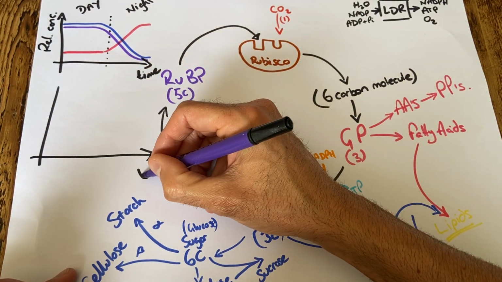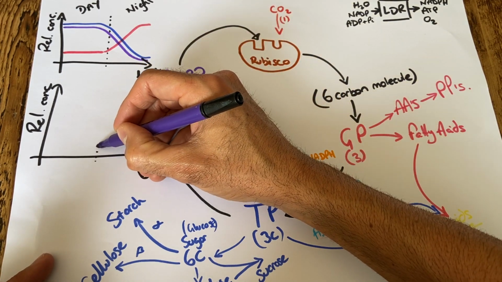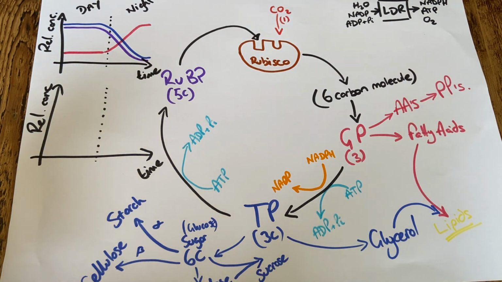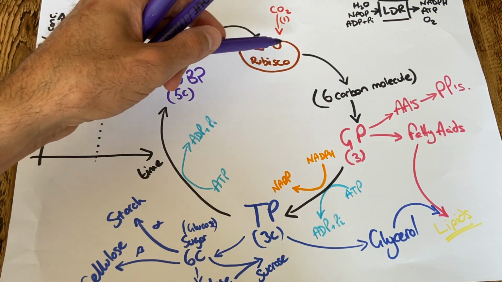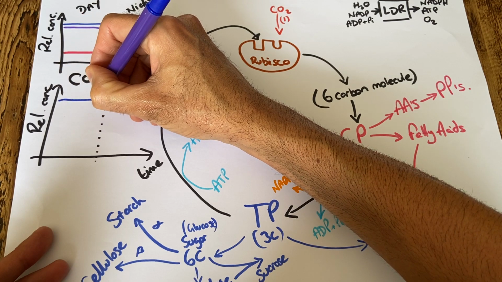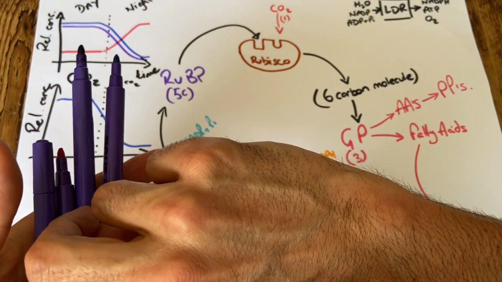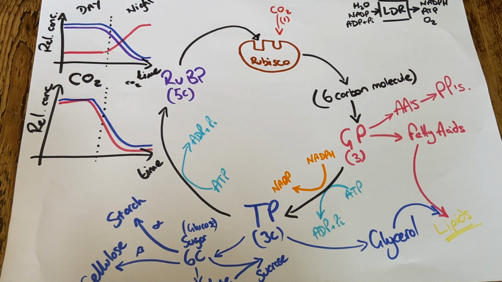One more graph though, same as we've got before. So relative concentration, but this time, rather than having day and night, we'll have lots of CO2 and only a little bit of CO2. If you've got lots of CO2, you're going to have lots of this reaction occurring, lots of GP, lots of TP will be produced. So TP will be up here, and then that will go through and drop off, and our GP in pink. Well, in this situation, why is RUBP going to be the opposite way around?